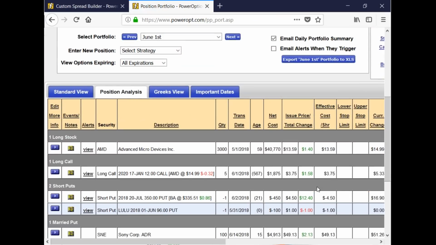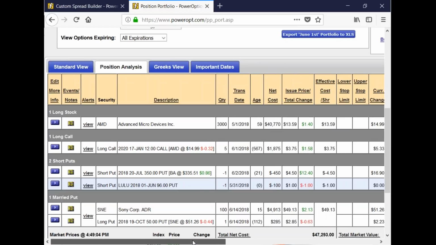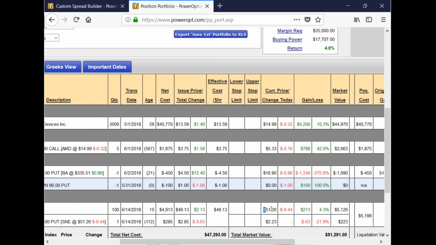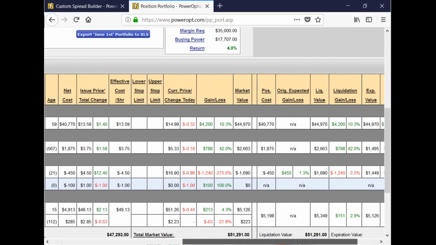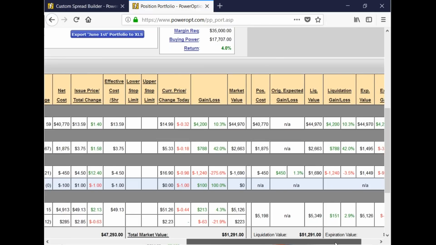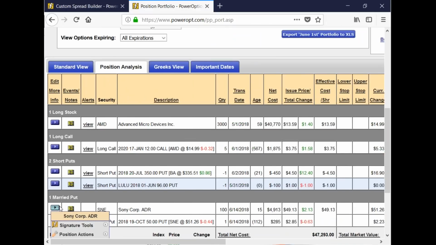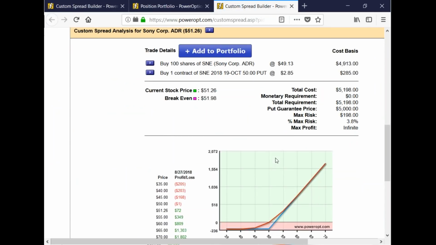Now the stock is up to 51. It's above our put strike price. Okay, 51.26. We've gained 213 on the stock. Only lost 63 cents on the put. That's about right for the delta. And we still got a gain of about 2.9% on the position. Let's go to the profit and loss chart first, and we'll go back to the chain in just a second. Yeah, it's a pretty low risk position.